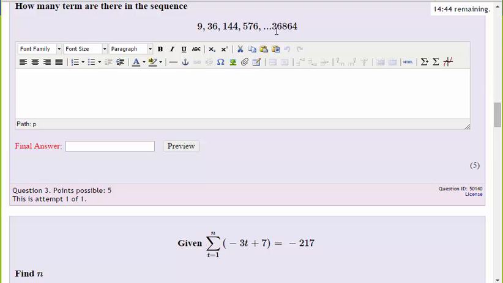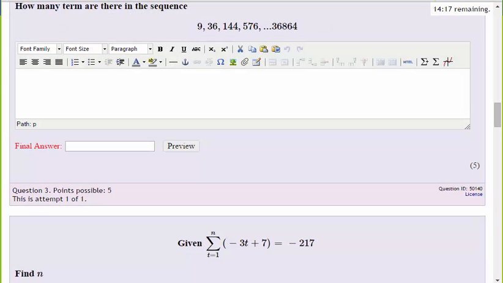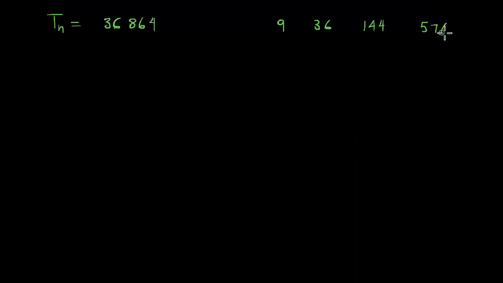Because we know what the last term is, we'll say term Tn is equal to 36864. Now we just need to find out what type of sequence it is. Is it indeed arithmetic or geometric? So let's see: 9, 36, 144. Usually we can use 576 because a quadratic, we've not looked at quadratic, but quadratic you'll need 4 terms. But we could find, we say it's geometric.